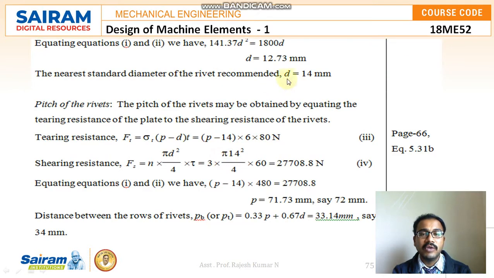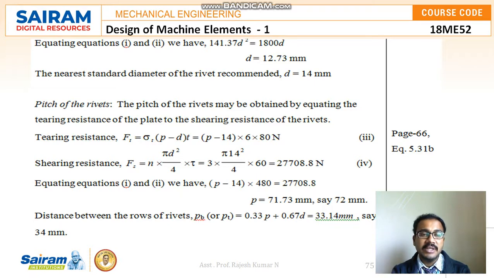Along with this, we need to find the rivet hole diameter, because for all the strength calculations we need to consider the rivet hole diameter only. If the rivet diameter is 14 mm, the rivet hole diameter should be greater than this, so that the rivet can be inserted in it. So the rivet hole diameter, let me assume it as 15 mm.